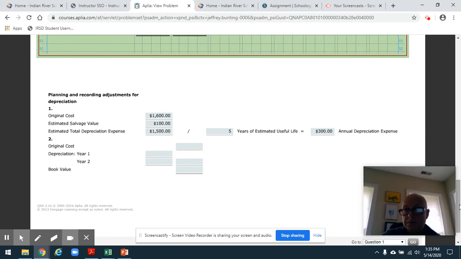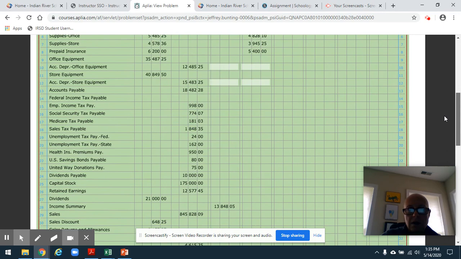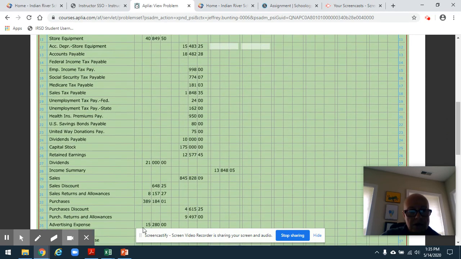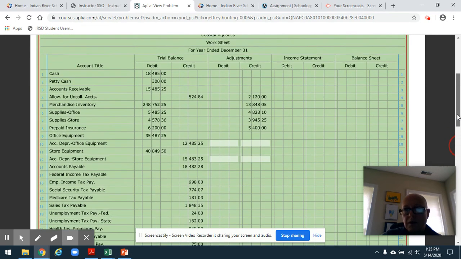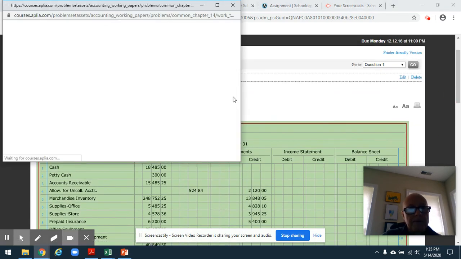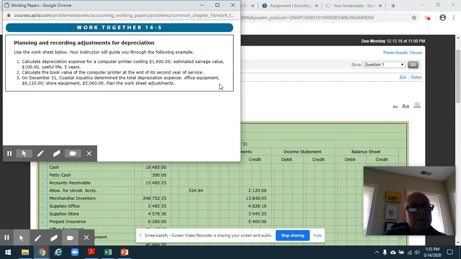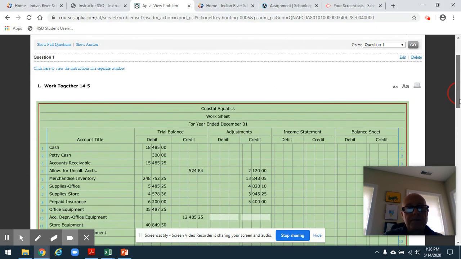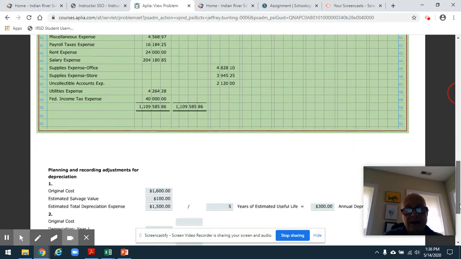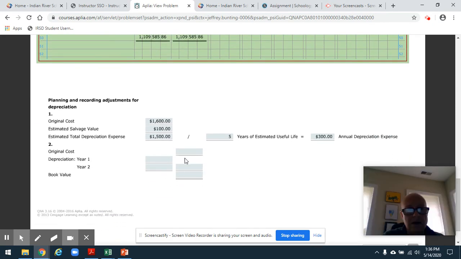Right, now, what we're going to do, we're going to go back up here, and we're going to look at our office equipment. I'm going to go back to the problem just to make sure that I'm telling you guys the right thing. Pull it up. Okay. So we then have to calculate the book value of the printer at the end of its second year of service. So we go down here, book value of the printer at the end of its second year. So 1,600. Depreciation year 1. Depreciation year 2.